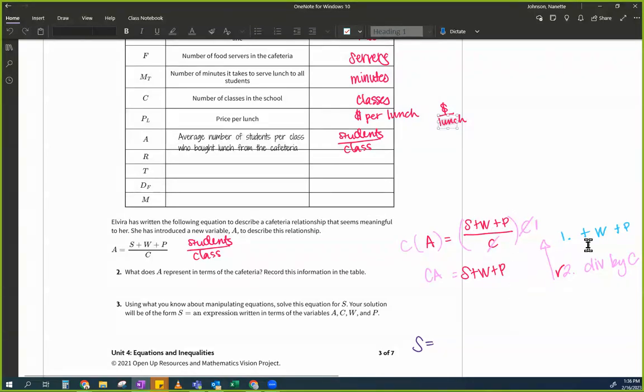Okay, now what? Undo, adding W, adding P. How do you undo adding W, adding P? How do you do that? Yes, subtract. Okay, so I'm going to do one at a time just so that everybody can follow. I'm so sorry, you are so laggy. So subtract W. I'm going to write subtract W here.